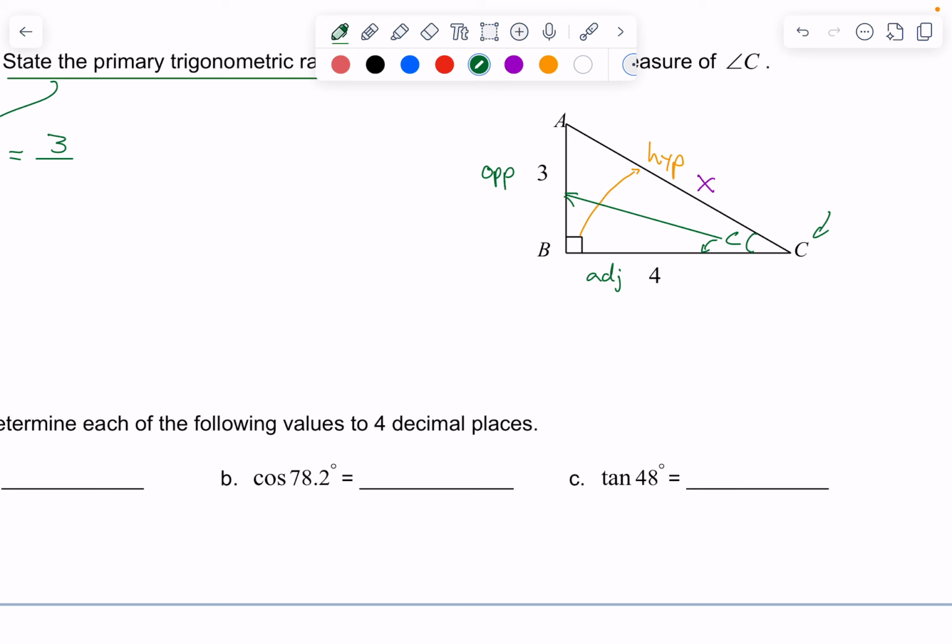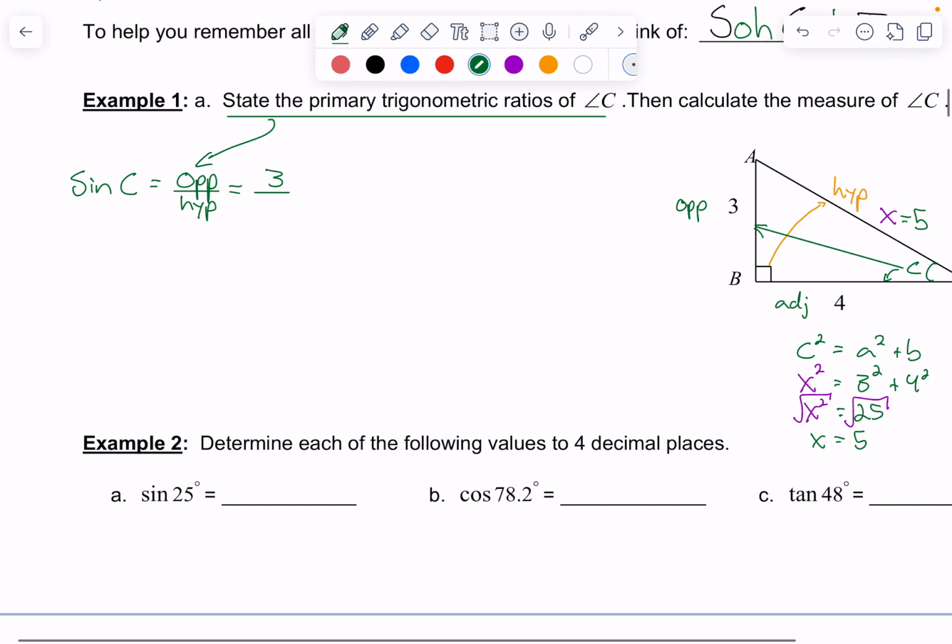So in doing that, we can just use Pythagorean. That side x is our hypotenuse. So that's like c squared equals a squared plus b squared. Well, this would have to be x squared is equal to your other side lengths, 3 squared plus 4 squared. So x squared is then equal to 25. Take the square root of both sides, and you get x is equal to 5. So the side length here is 5. So that means our hypotenuse has a value of 5.